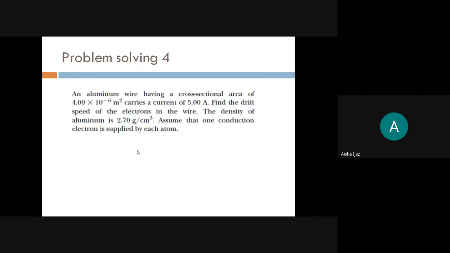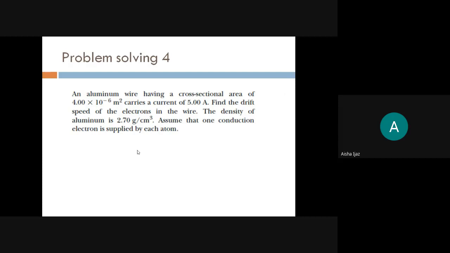This is problem number 4 of this chapter. If you remember, we have discussed this type of question in previous lectures also. You have an aluminum wire having a cross-sectional area of 4 times 10 to the power minus 6 meter square, and the current is 5 ampere. Now you have to find the drift speed. Remember how the area, current and drift speed are related.